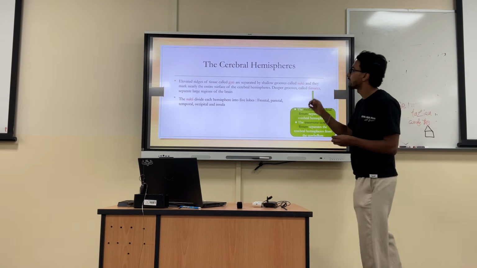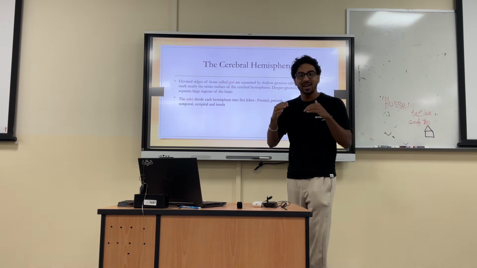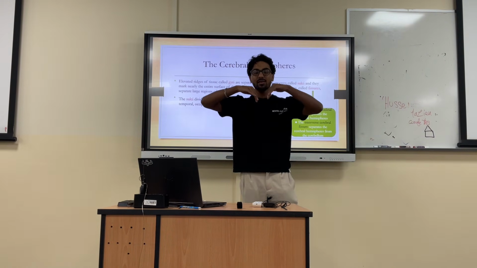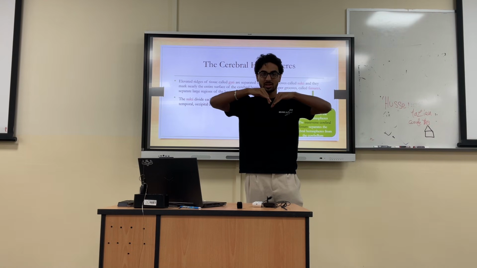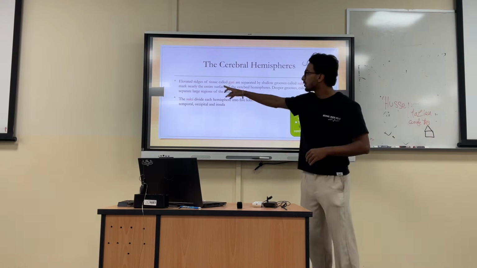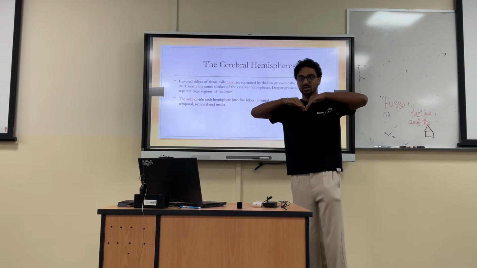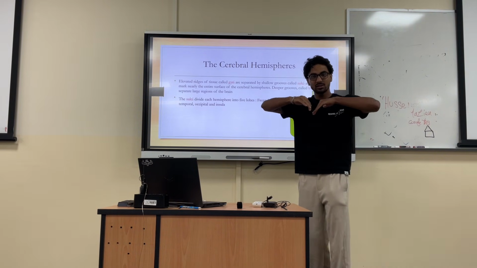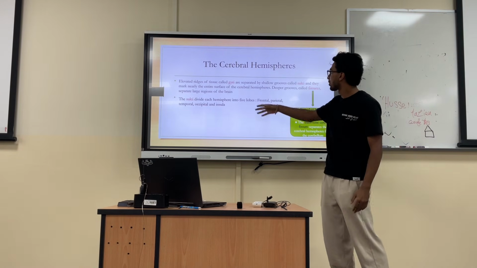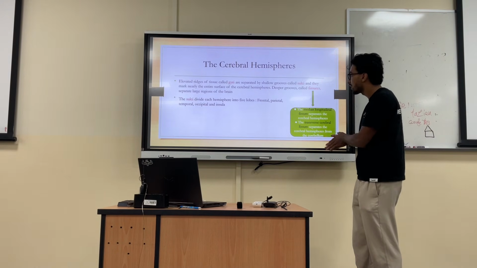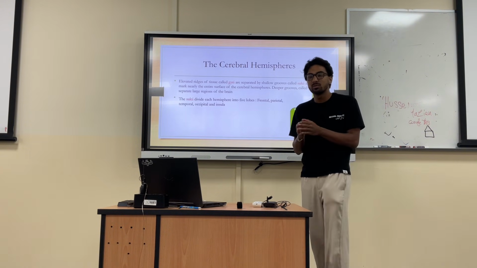Now over here, I'm going to take an example of a valley and a mountain. We're going to have a valley in between. That's an indentation. That's going to be the sulci. And these two are the gyri. Okay? So the elevated ridges of tissue, which are the mountains in this case, are the gyri. And in the center we have the sulci, which is the valley. Alright? So elevated ridges of tissue called gyri are separated by shallow grooves called sulci, and they mark nearly the entire surface of the brain.